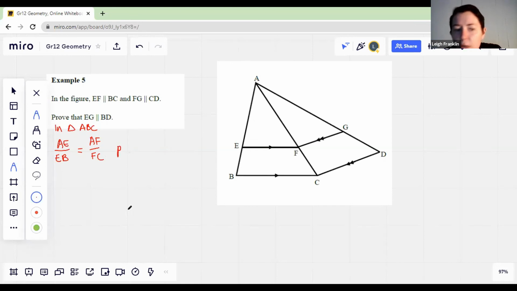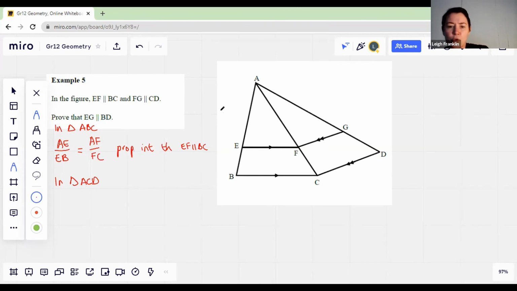What do you reckon, Luyanda? Prop intercept theorem. And then we've got a name there. Parallel lines. Exactly. Luyanda, what are the parallel lines? EF and BC. Beautiful. Okay. Now, Matrix, we're going to go and work in the other triangle. So now we're working in triangle ACD.